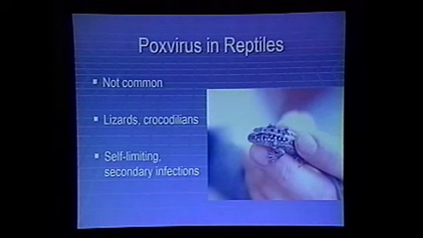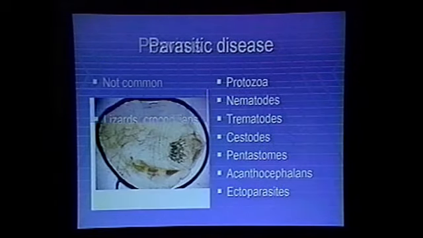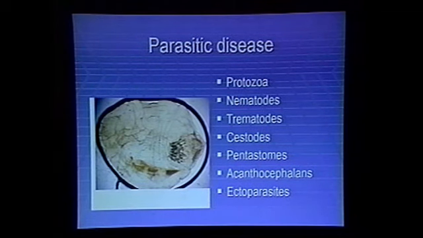Pox viruses are occasionally seen in reptiles, particularly in lizards and crocodilians. Pox virus infections are self-limiting, but can be troublesome if there is concurrent secondary bacterial or fungal infection. Parasitic diseases are important disease processes in reptiles, particularly the protozoan infections, although nematodes, trematodes, cestodes, pentastomes, acanthocephalans, and ectoparasites are also important.